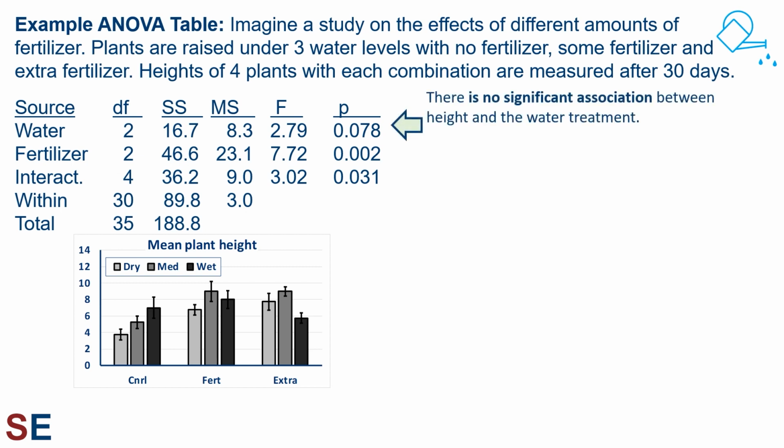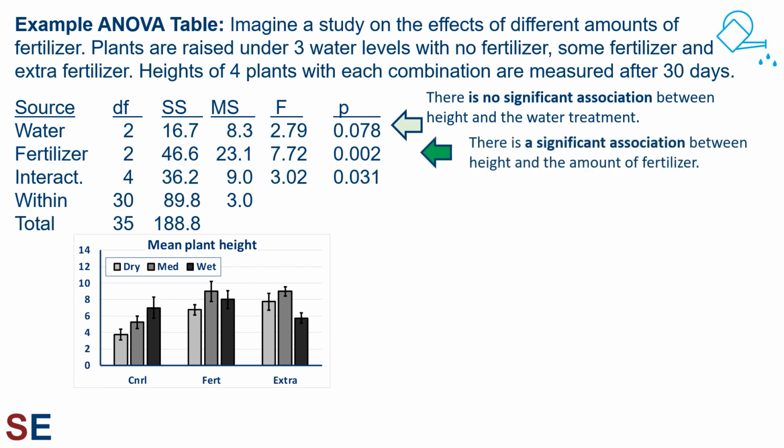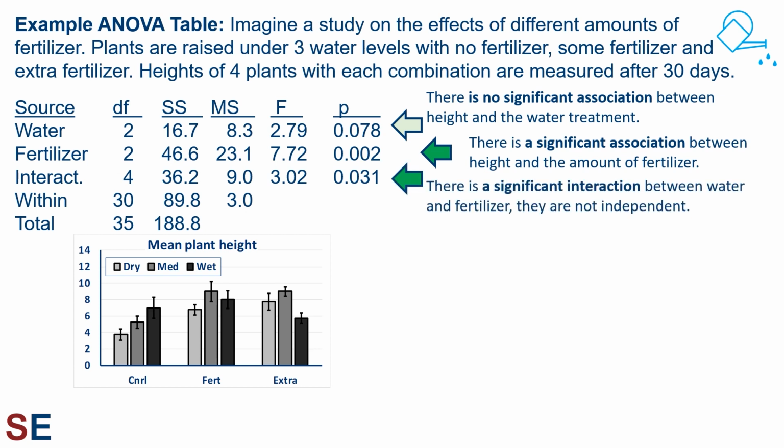There is no significant association between height and the water treatment, since the p-value is larger than 0.05. All by itself, increase in the water doesn't alter the heights of the plants in these fertilizer treatments. However, there is a significant association between height and the amount of fertilizer because the p-value is less than 0.05. There is also a significant interaction between water and fertilizer, as indicated by the p-value smaller than 0.05.